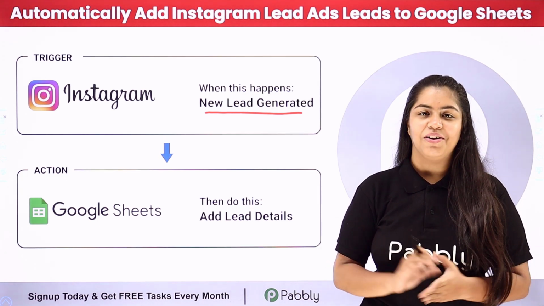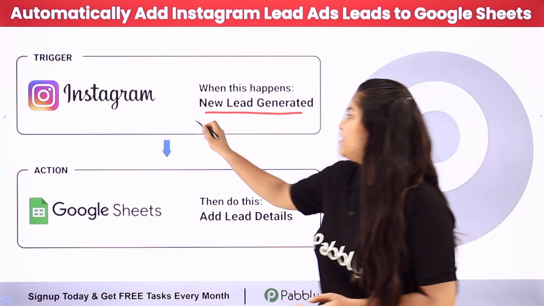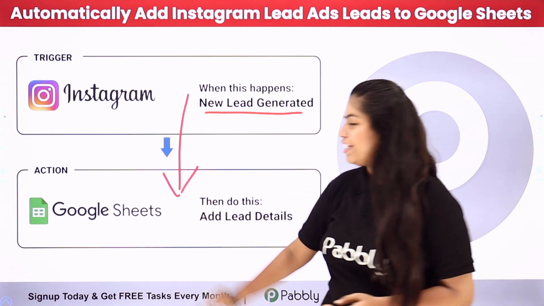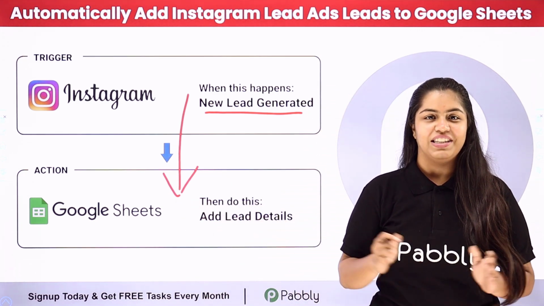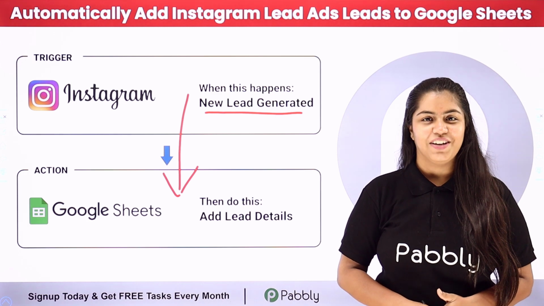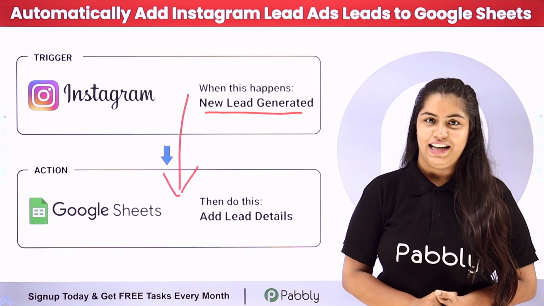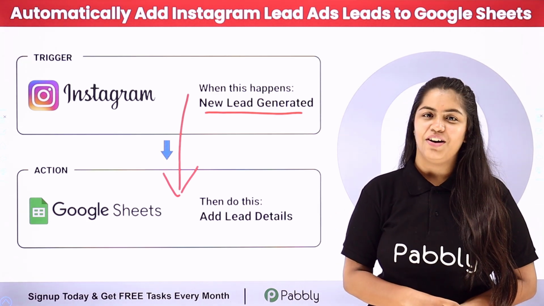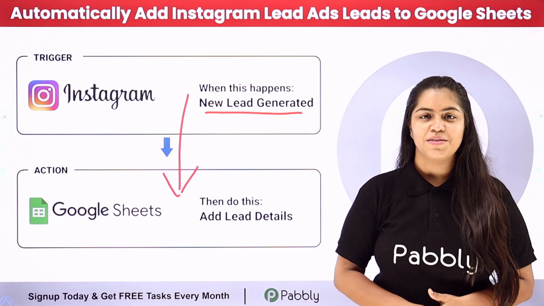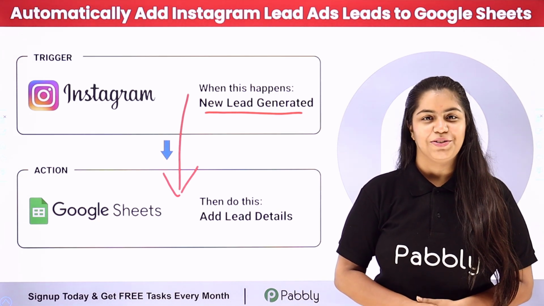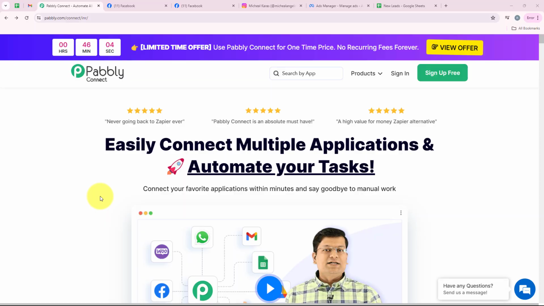So to do this we are going to create a connection between Instagram lead ads and Google Sheets. To create this connection without knowing any programming or coding language, we are going to use Pabbly Connect. It is an amazing automation software. So if you also wish to learn this process step by step, then let me take you to my computer screen. Welcome to my screen.